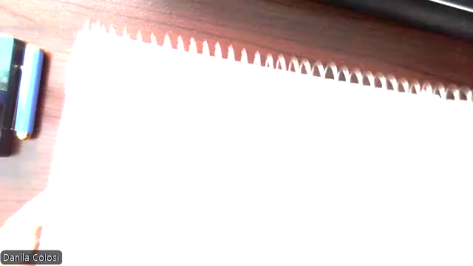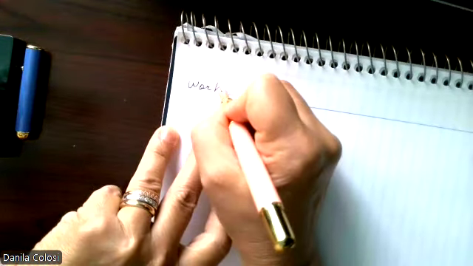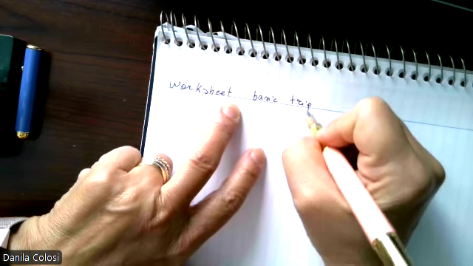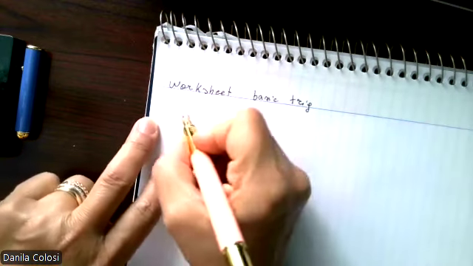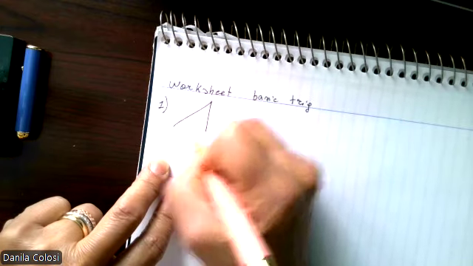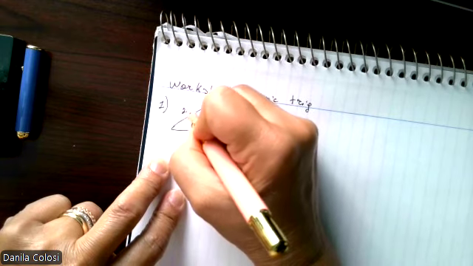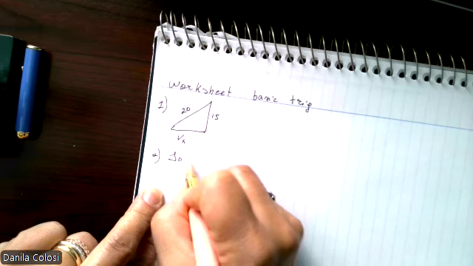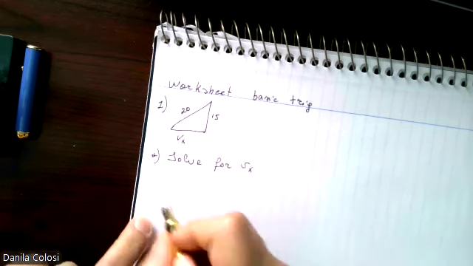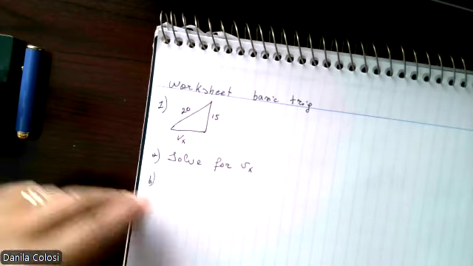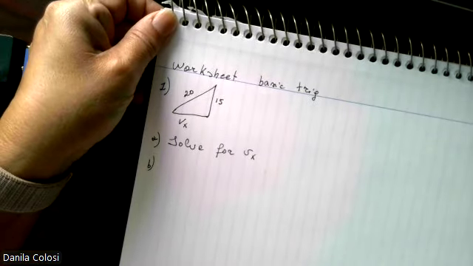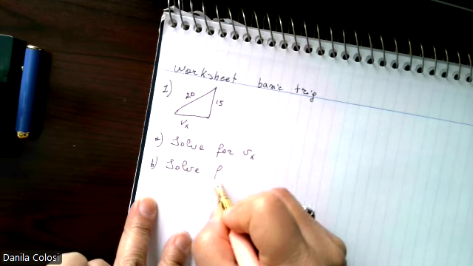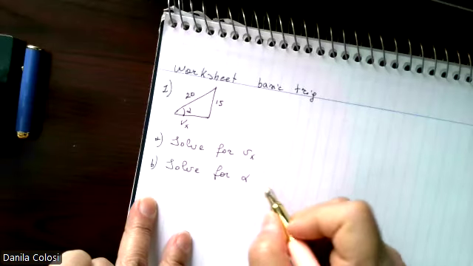So homework for you will be a worksheet, let's say, basic trig. Tomorrow you're going to solve for tangent also, okay? So number 1, you have the triangle, and you have, for example, 20, 15, you got to solve for Vx, okay? So A, solve for Vx. Once you have Vx in place, then I want you to solve for the angle. Solve for alpha, okay? So how much is alpha?